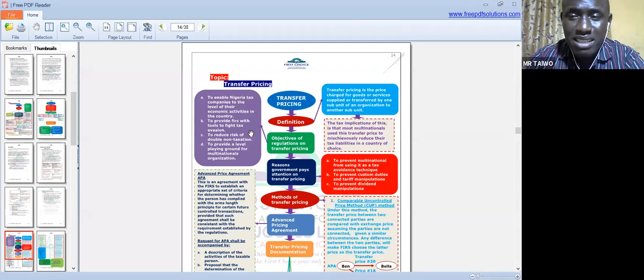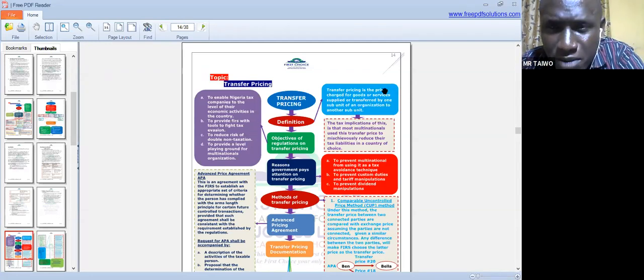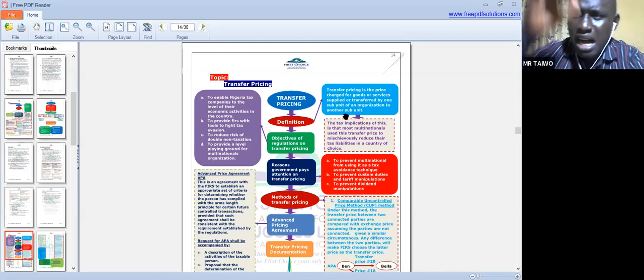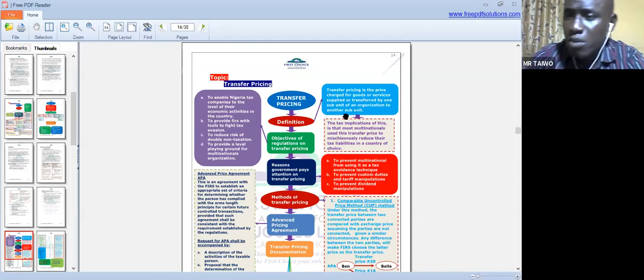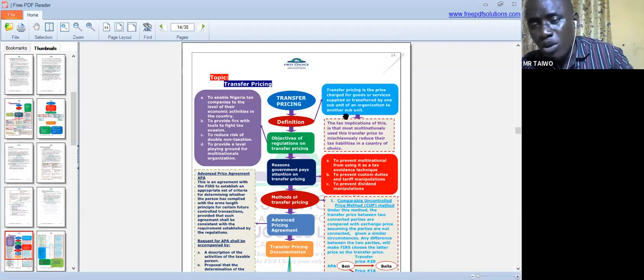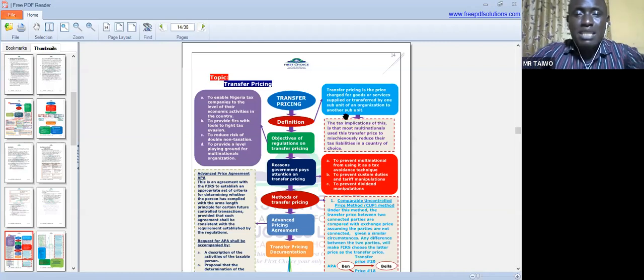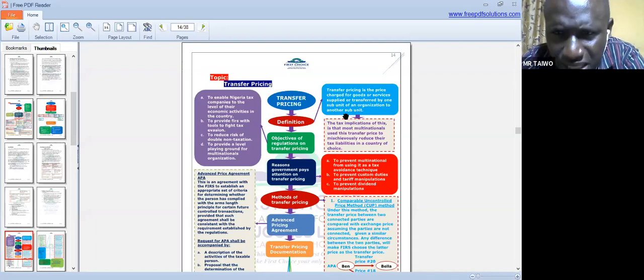Now, I've explained what transfer pricing is. Look at what they put there. Transfer pricing is the price charged for goods or services supplied or transferred by one subunit of an organization to another subunit of the same organization. So if you are transferring between one unit and another unit under the same organization, you are doing transfer pricing.